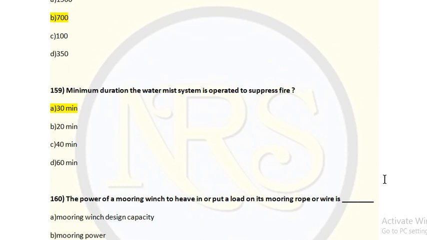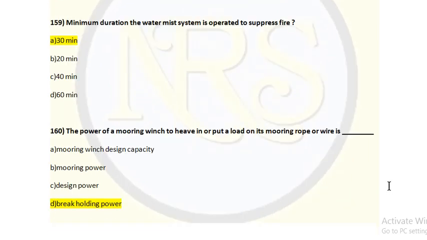Question number 159. Minimum duration the water mist system is operated to suppress fire. Option A 30 minutes, option B 20 minutes, option C 40 minutes, option D 60 minutes. The correct answer is option A 30 minutes. This is the SOLAS requirement. So option A is the correct answer for question number 159.